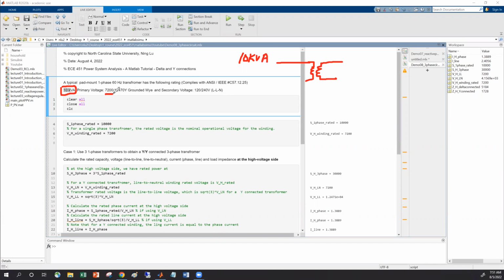And then the line-to-ground voltage from here. This is to the ground. That would be from here. This is the neutral. So this is phase A. Then this voltage is 7,200 volt. Okay. And then on this side, it would be 120. Okay.